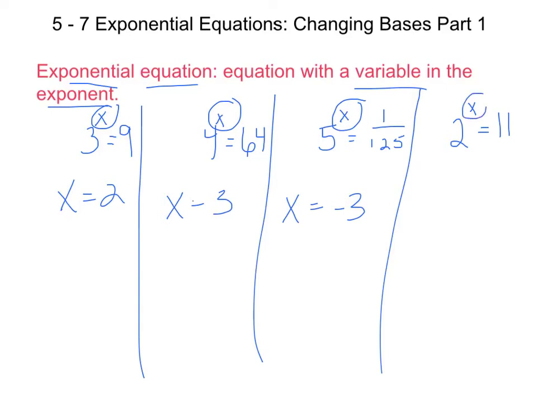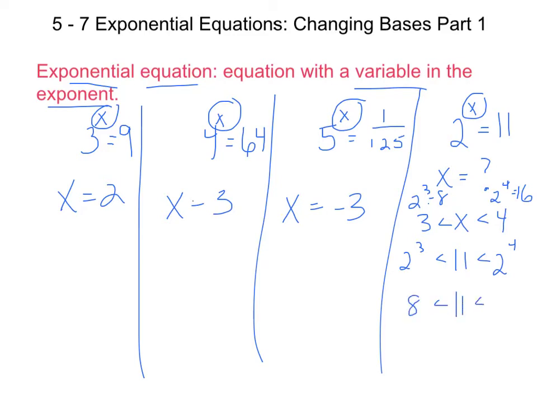2 to what power equals 11? Well, that's a question mark. We're not real sure. We know that it's somewhere between 3 and 4. Do you agree? Because 2 to the third power is 8, and 2 to the fourth power is 16. Does that make sense? That means 2 to the third power is smaller than 11, and 2 to the fourth power is greater than 11. 8 is less than 11, which is less than 16.